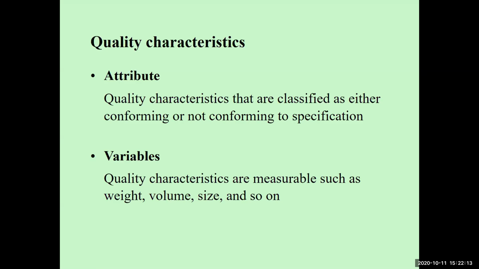Attribute and variable. Attribute is categorical data. If we have categorical data, then we call that data an attribute. And numerical data, such as weight, volume, size, and so on, we call a variable.